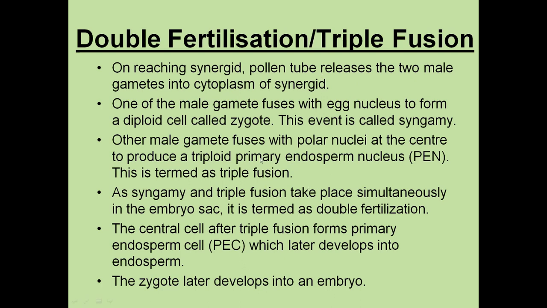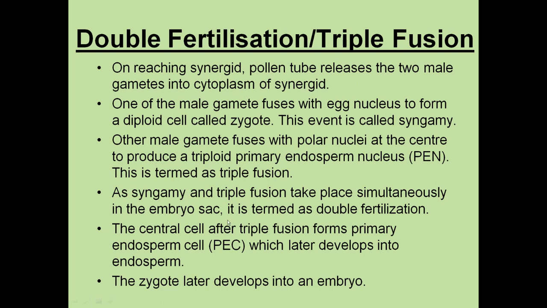Why is it referred to as triple fusion? As you can see, two nuclei of the central cell are going to be fused with one nucleus of the male gamete, and ultimately three nuclei are going to be fused with each other. That's why it is referred to as triple fusion. Syngamy, that is fertilization of the male gamete with the egg, is referred to as syngamy. And triple fusion takes place simultaneously in the embryo sac; this is referred to as double fertilization.